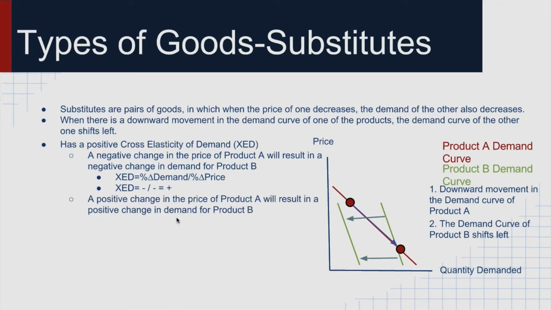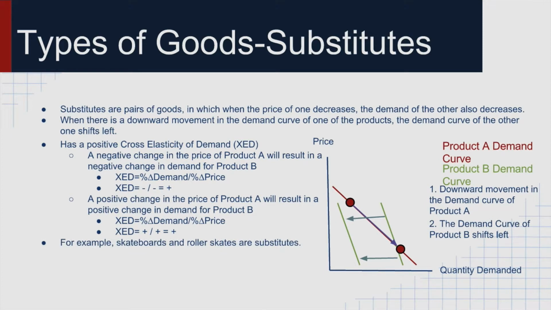A positive change in the price for product A will result in a positive change in the demand for product B. This will result in a positive value over a positive value, which when calculated will also end up as a positive value. So for example, skateboards and roller skates are considered substitutes. When the price of skateboards decreases, the demand for roller skates also decreases.